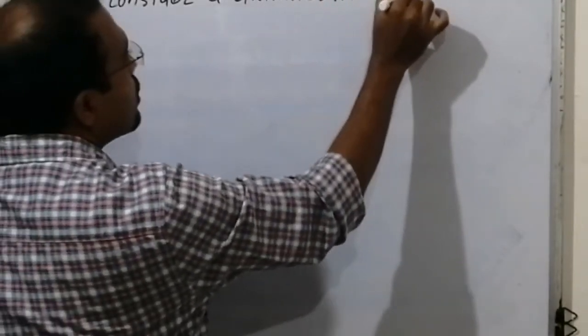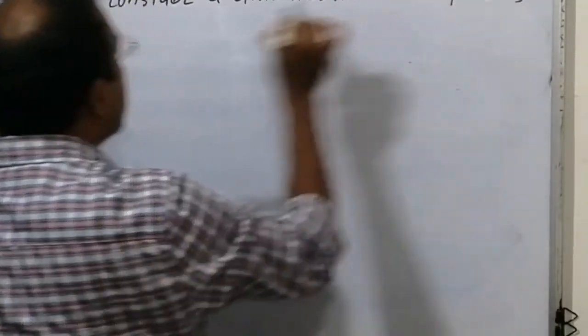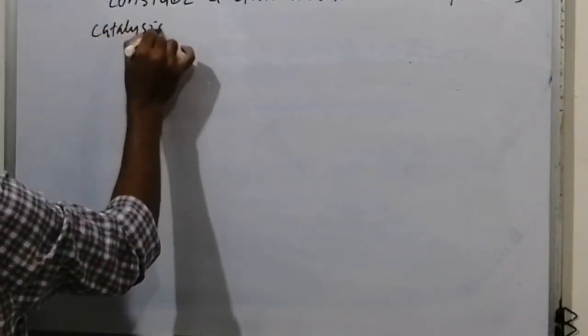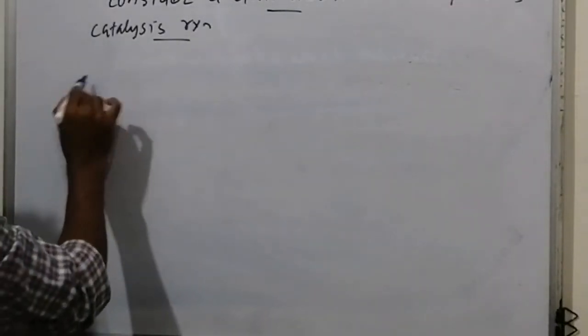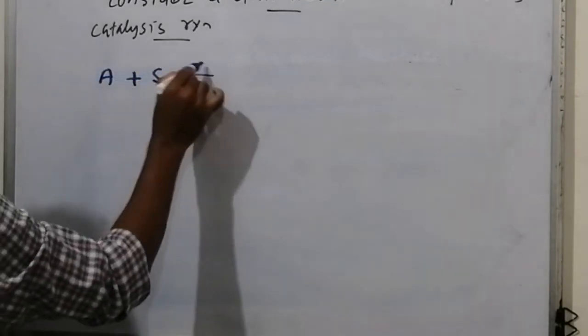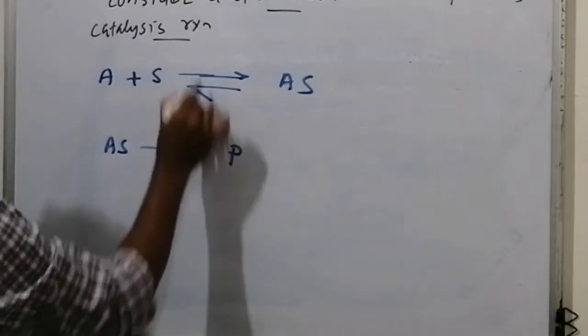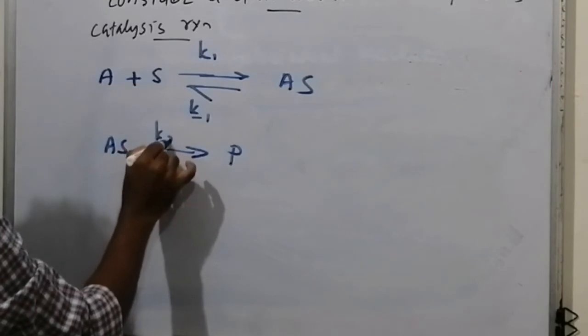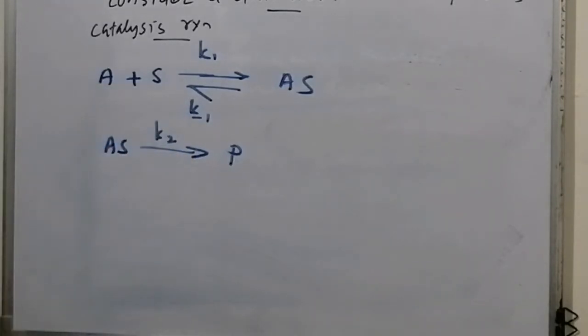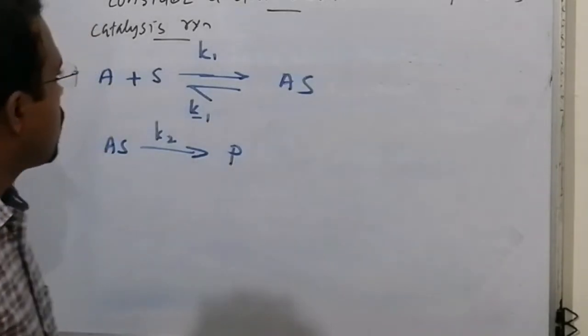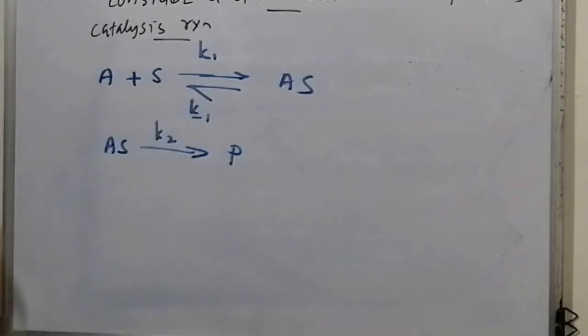Consider a unimolecular heterogeneous catalysis reaction. A plus S, this is the mechanism, with rate constants k1, k minus 1, k2. A plus S gives AS, and AS gives P.